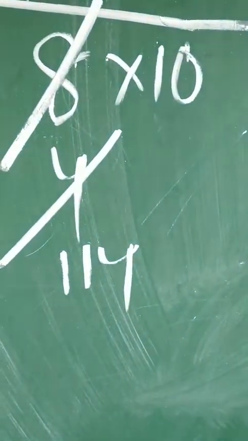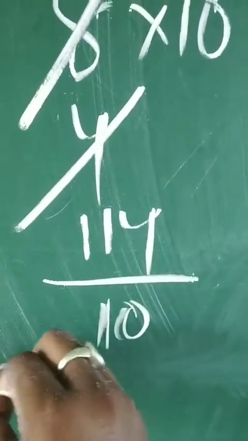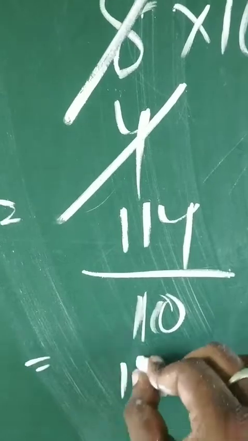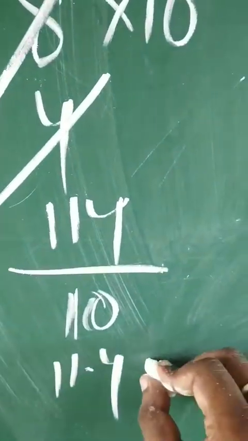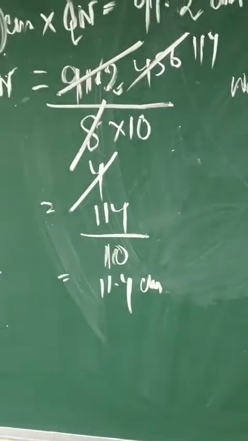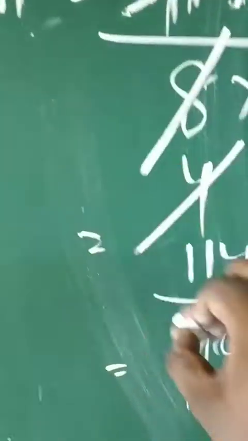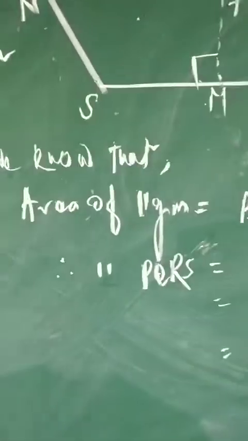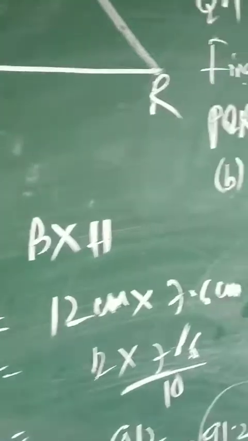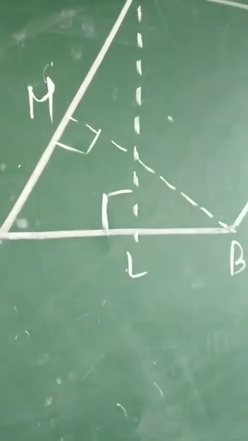114 by 10. It is 11.4 centimeter. This is how we have to find the answer for QN, that is measuring 11.4 centimeter. I'm over with question number 5. Now question number 6. The same techniques should be used for question number 6 as well.